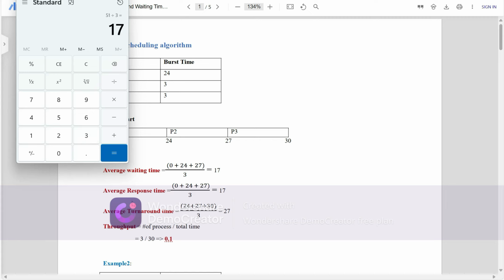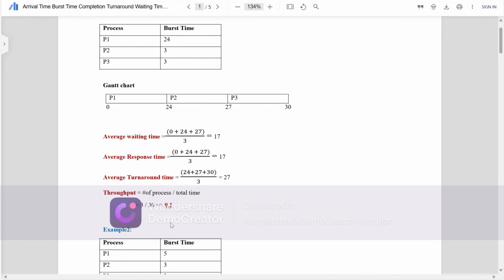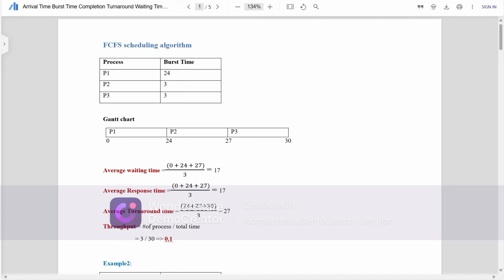Look here. The average response time is also similar. And the average turnaround time means 24 plus 27 plus 30, divided by 3. And the throughput is calculated using the formula: throughput equals number of processes over total time. That is, number of processes 3, total time 30. So 3 over 30 is 0.1. This is the formula. We can just give these main examples of this scheduling algorithm for today's session.